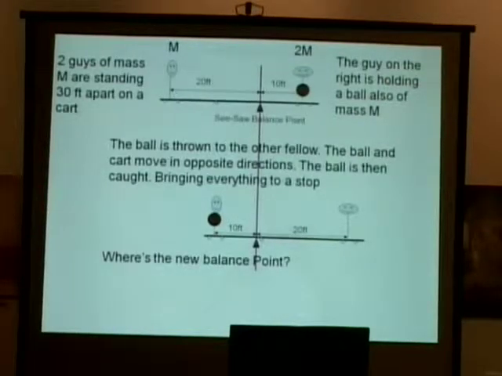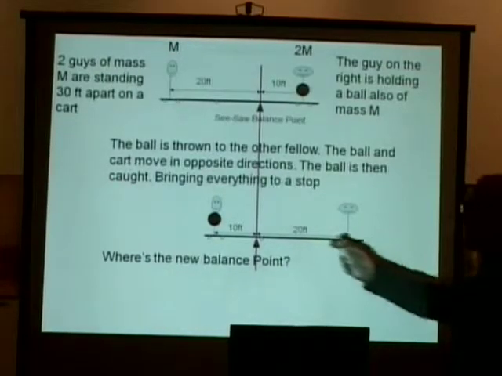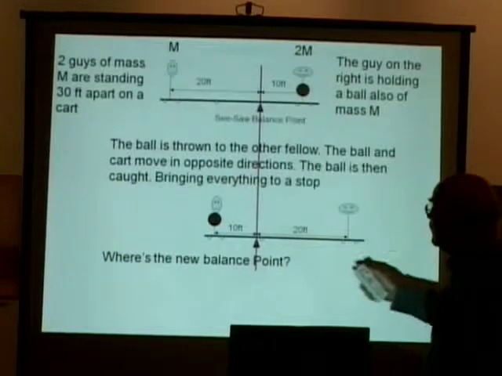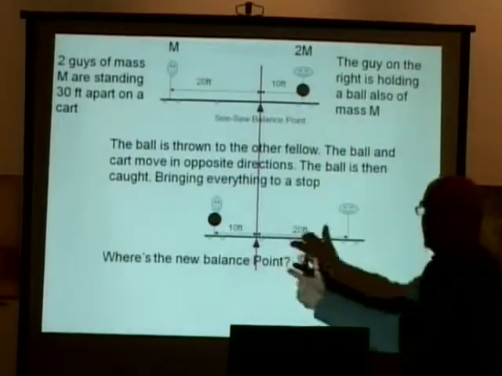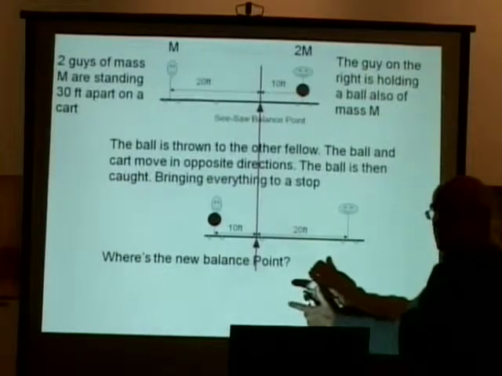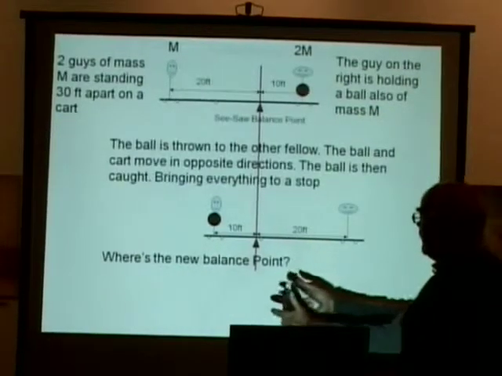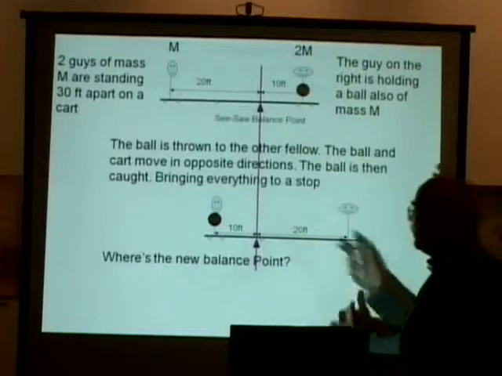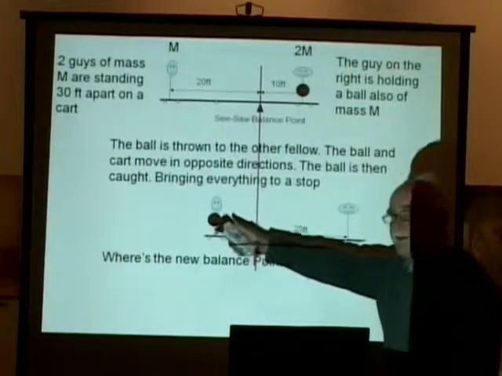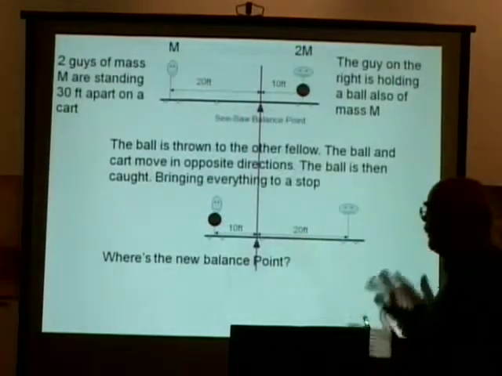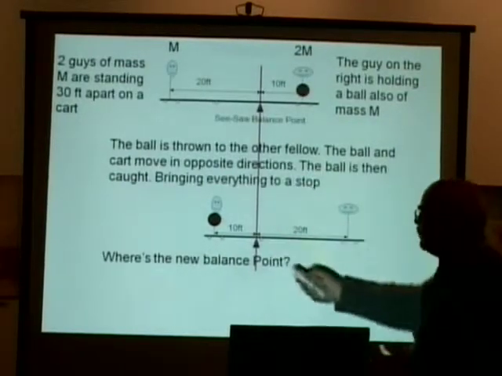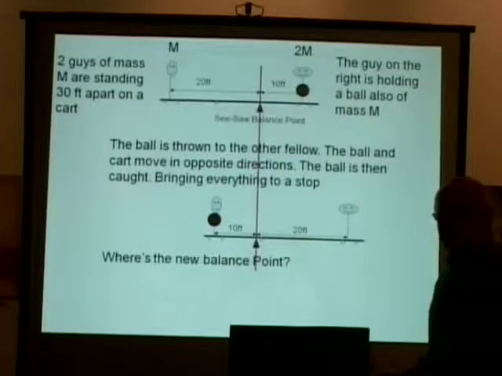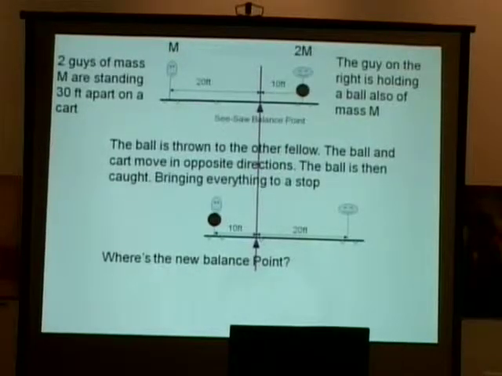Okay? So the distance that this thing moved, you can see what happened is the cart, when the ball's in the air, is just 2m. So it moved 10 feet while the ball moved 20 feet. But the net result was that the balance point stays in exactly the same place. Okay?